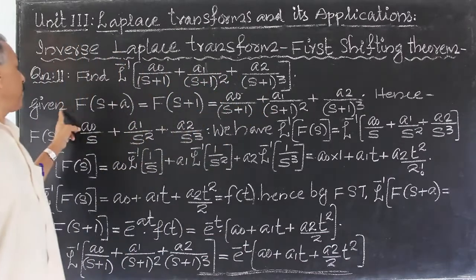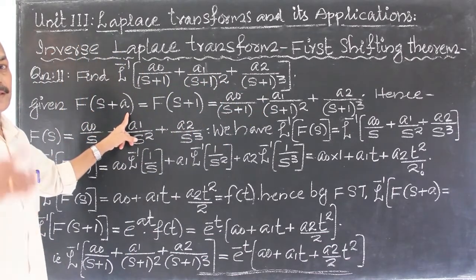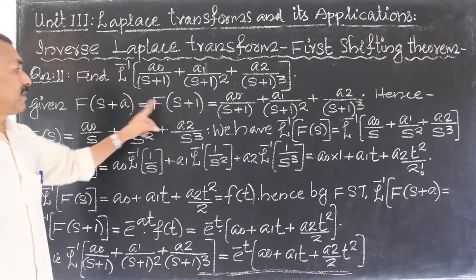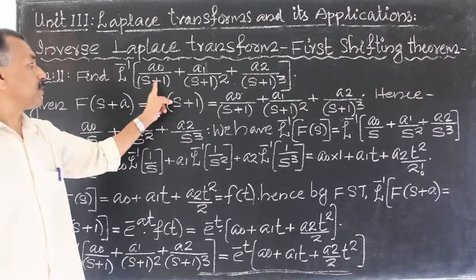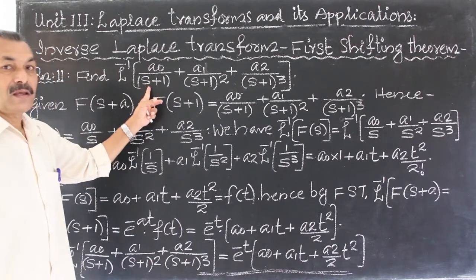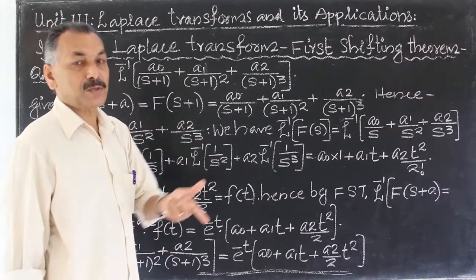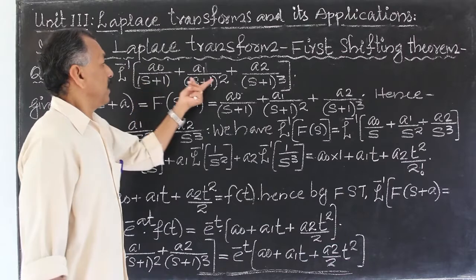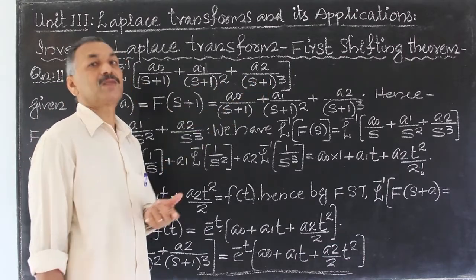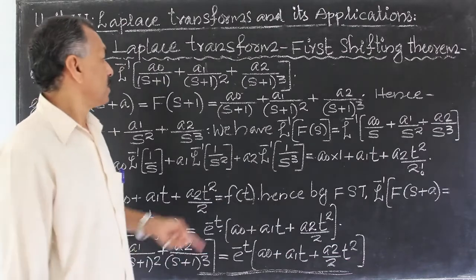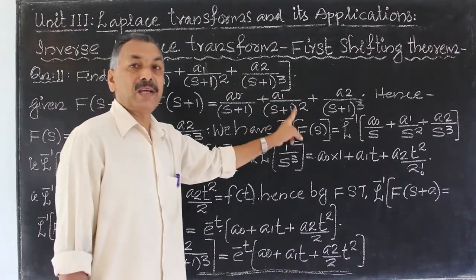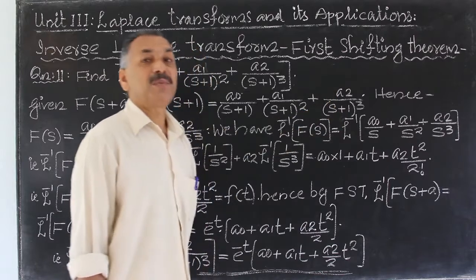Then given F of s plus a, earlier we wrote s minus a. Now directly, F of s plus 1. Instead of s, the term is s plus 1. That is a function of s plus 1, which is equal to a0 divided by s plus 1 plus a1 divided by s plus 1 square plus a2 divided by s plus 1 whole cube.